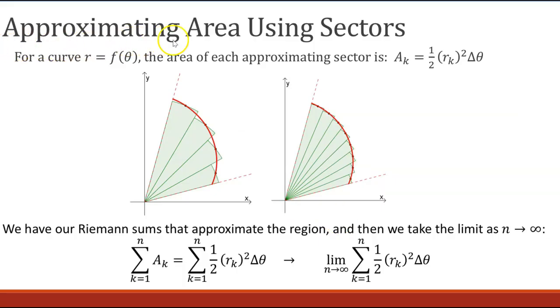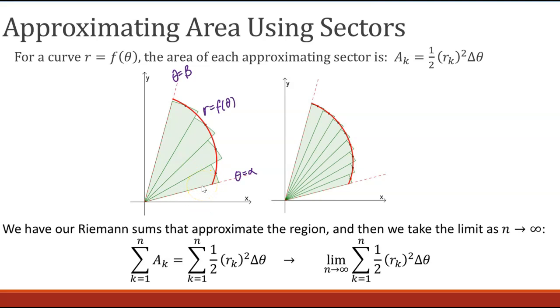Now let's move on to approximating area using sectors. For a curve r equals f of theta, the area of each approximating sector is given by a sub k equals 1/2 times r sub k squared delta theta. Let's look at this graph over here. We have our polar curve r equals f of theta, and we're interested in the area between the two angles. Let's say theta equals some alpha and theta equals beta.